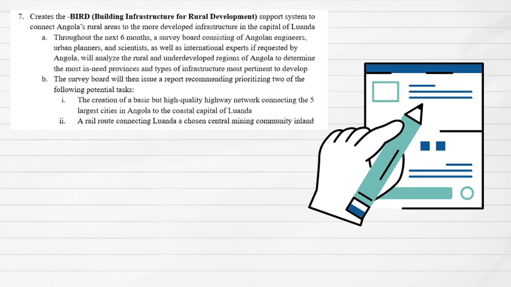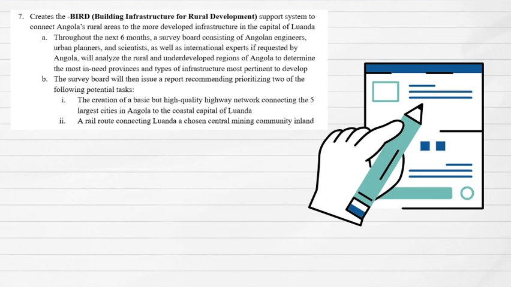So the BIRD Initiative has a great catchy slogan, great acronym. As you can see, it's divided into subsections. The first subsection discusses the survey board that's going to be a part of this support system, explaining how the survey board is going to work, where they're going to be based out of, what they're going to analyze. And then the second subsection shows that the survey board will issue a report recommending the potential tasks of creating a highway network and creating a rail route.